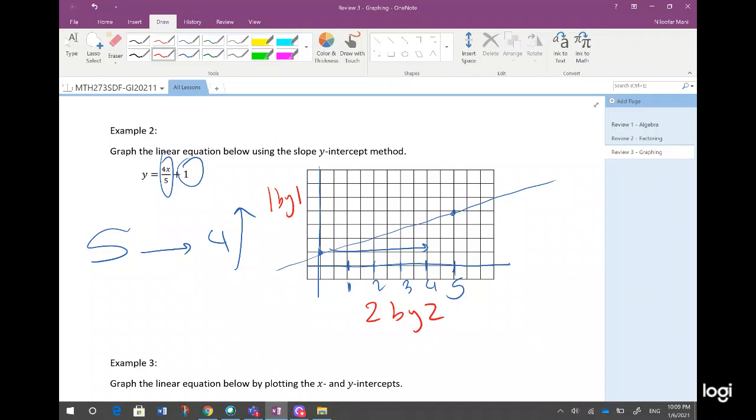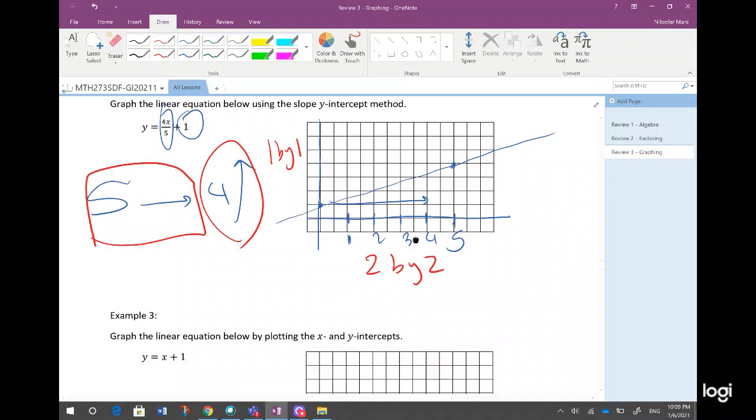So I find the y-intercept, and I use rise over run. I go 5 to the right, and I go 4 up. Why up? Because it's plus, positive. If I have minus, I go down. From where? From the y-intercept that I have. So this is another method.